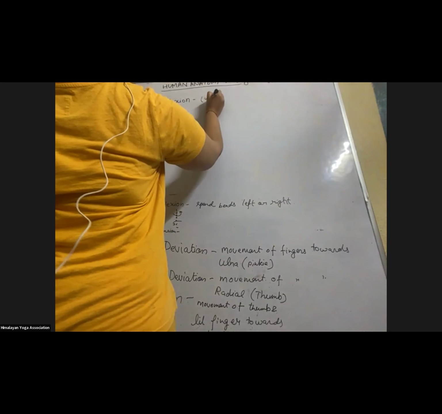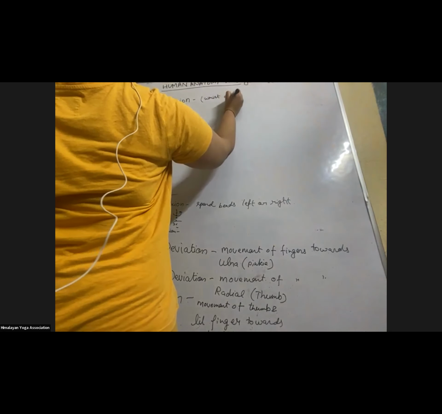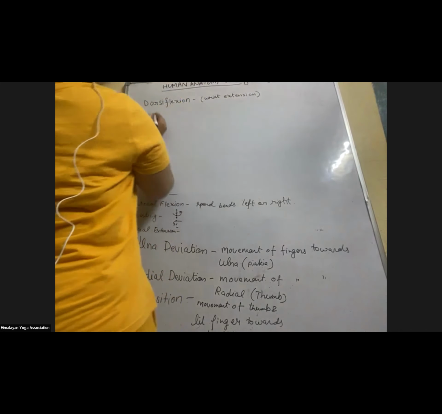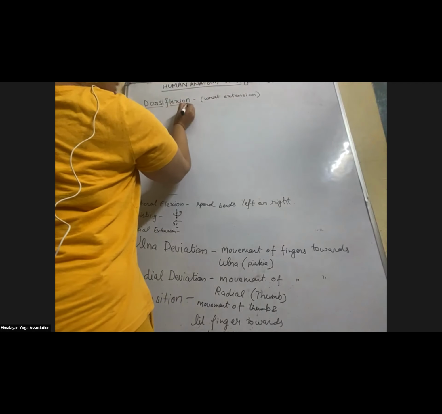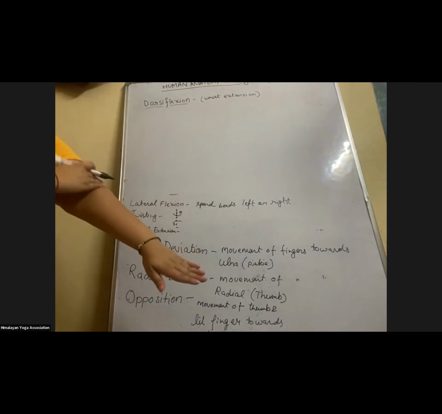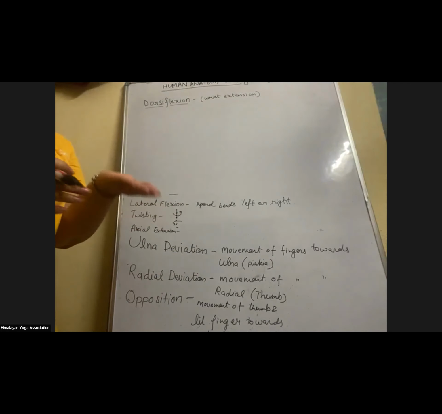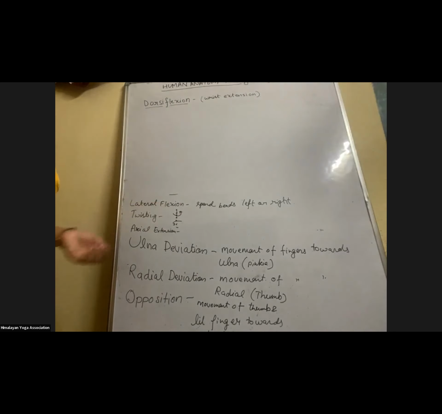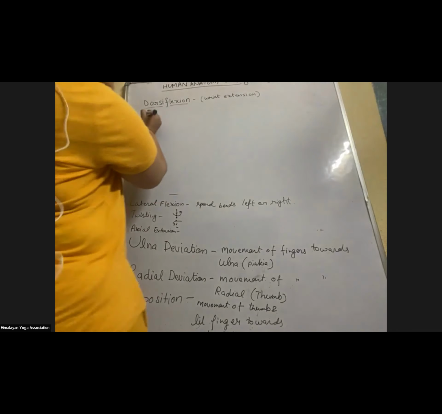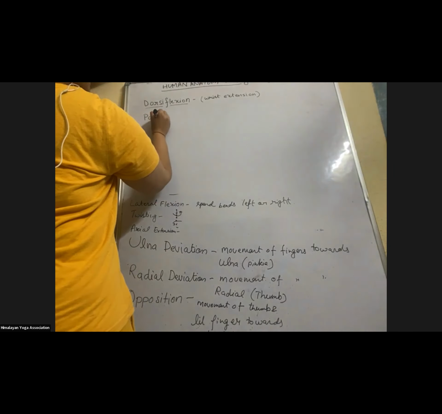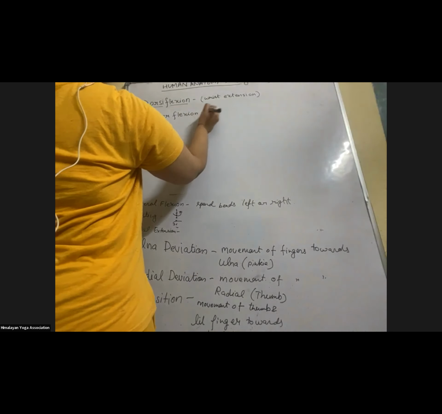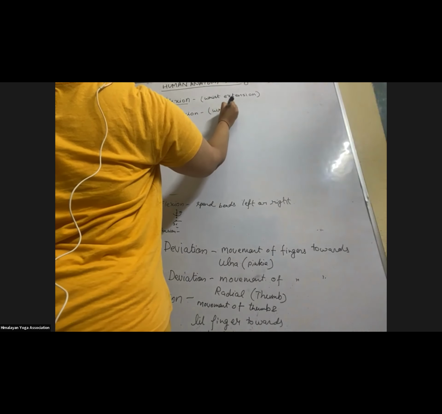Also called wrist extension. So dorsi and flexion. You can remember from this that this is the dorsal area, the posterior part, and flexion is when the angle is being reduced. Dorsiflexion. Then we have palmar flexion, also called wrist flexion.